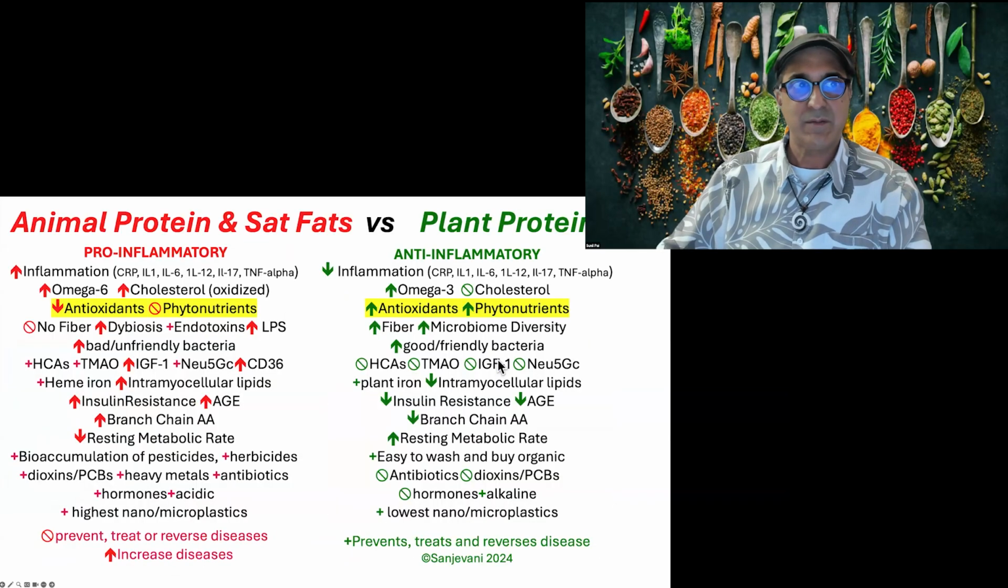Now, antioxidants and phytonutrients. Antioxidants are low in animal protein. There are no phytonutrients in animal protein. I'll explain that.